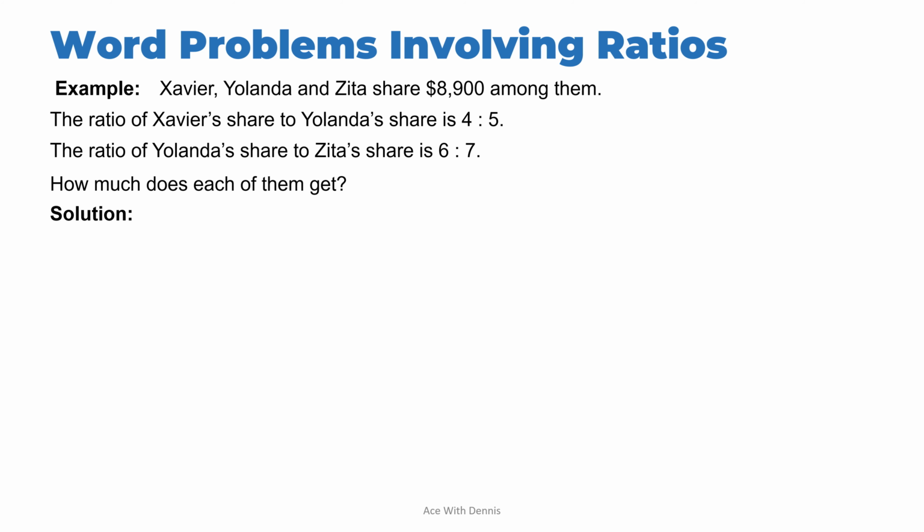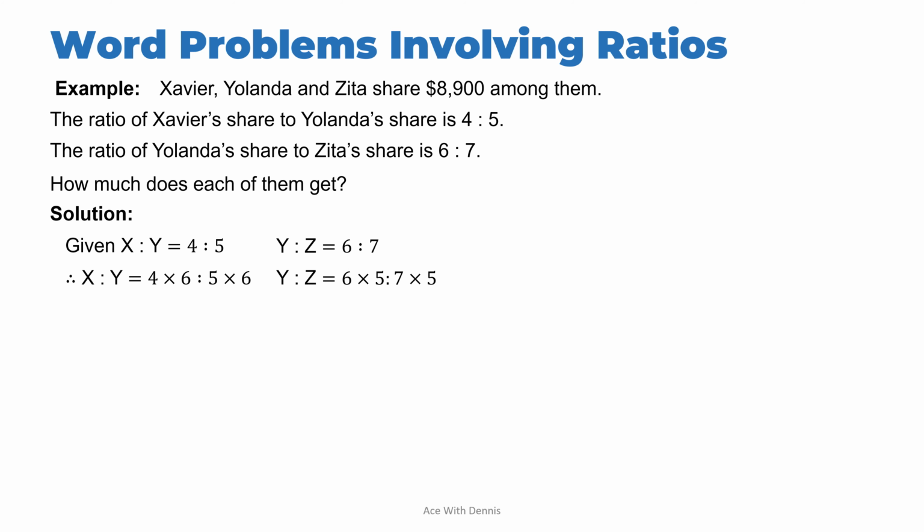Here is the solution. Let X, Y, and Z be the shares of Xavier, Yolanda, and Zita respectively. Hence, given the ratio of X to Y is 4 to 5, and the ratio of Y to Z equals 6 to 7. Notice that Y is the common quantity. Hence, for the first ratio X to Y, we multiply both quantities by 6, and for the second ratio Y to Z, we multiply both quantities by 5.